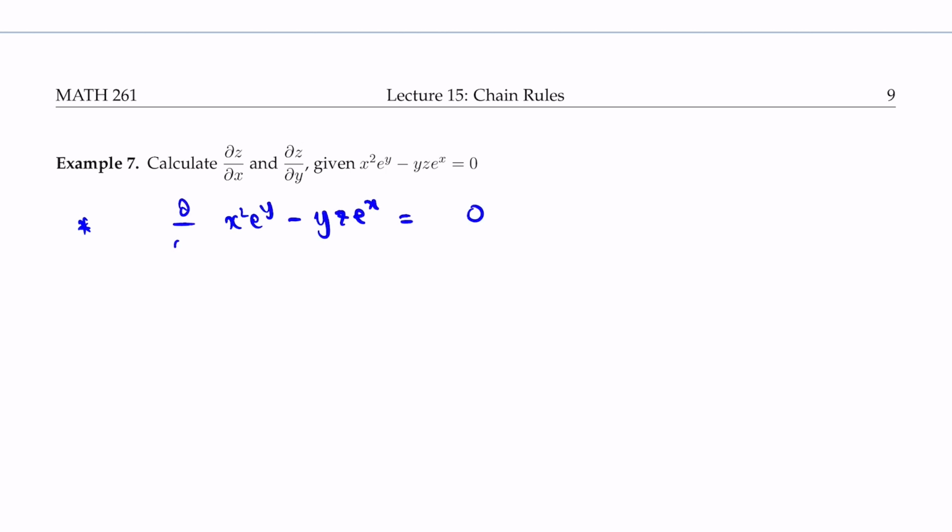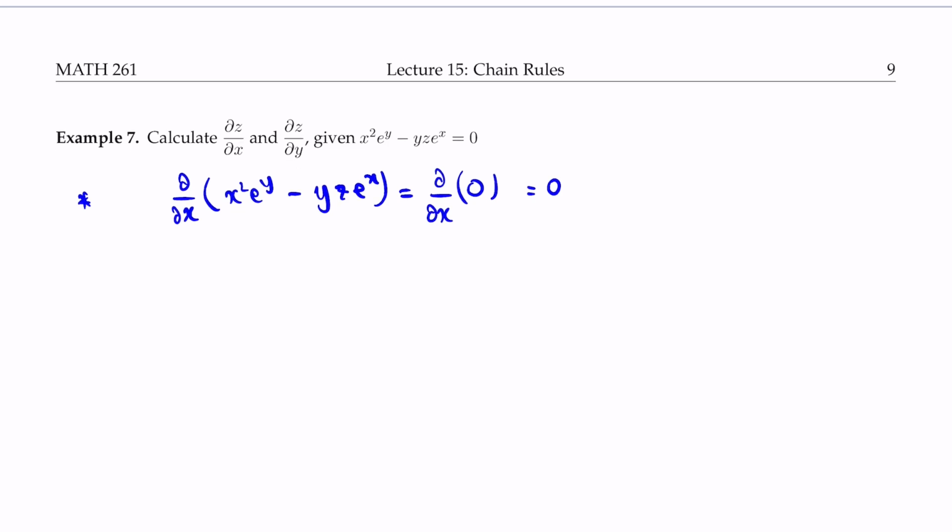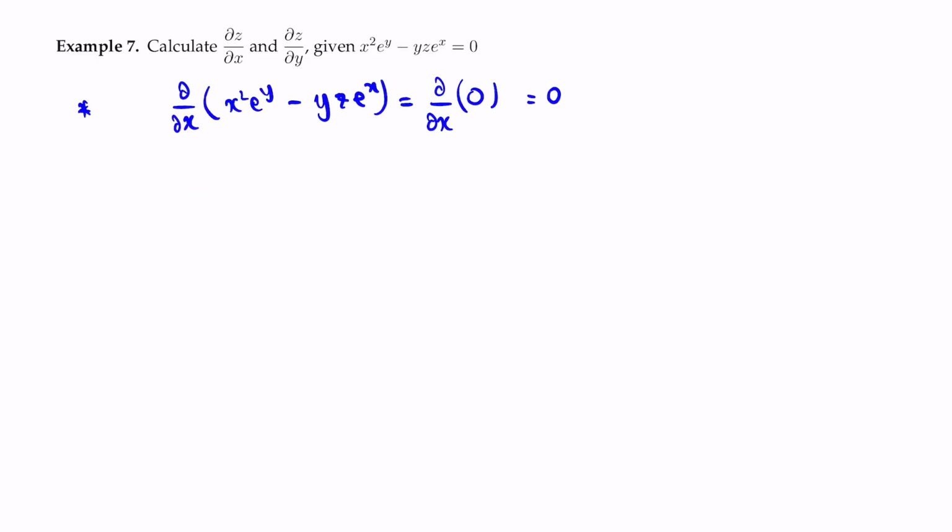And I'm going to take partial derivative with respect to x on both sides of the equation. And on the right hand side, obviously, that's going to be equal to 0 because you take partial derivative of a constant. And on the left hand side, you're going to take partial derivative of the function with respect to x. So y in this context will be treated as a constant.